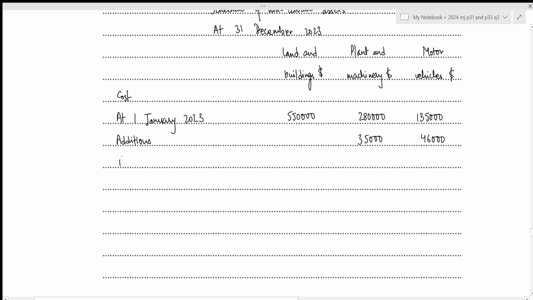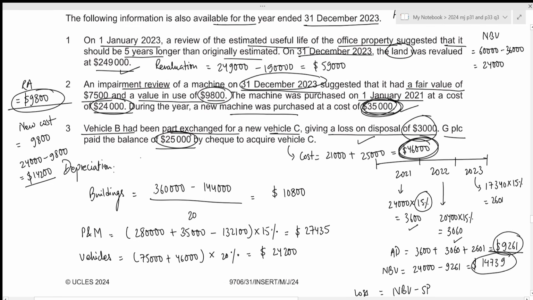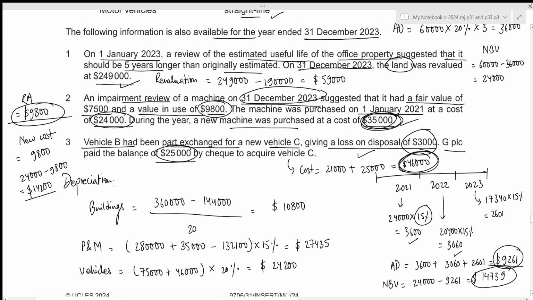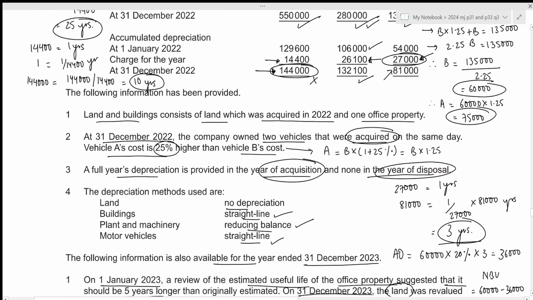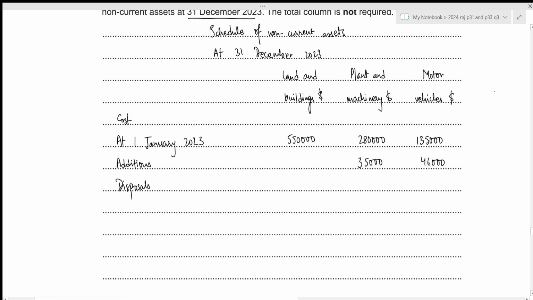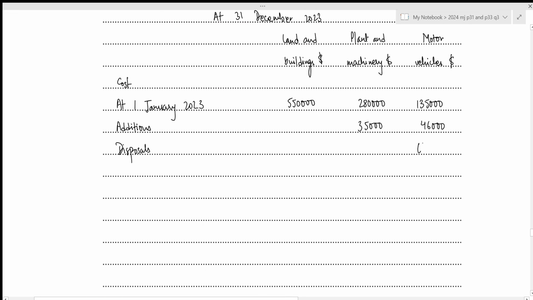We then have disposal as well. No disposal was made for land and building. There was no disposal for plant and machinery as well. We only disposed vehicle B, and vehicle B had a cost of 60,000. We need to remove its cost now. So we have 60,000. Then we also had revaluation for land and building.